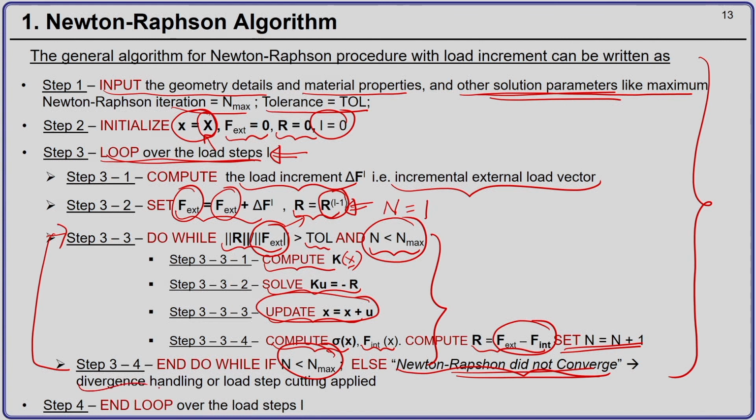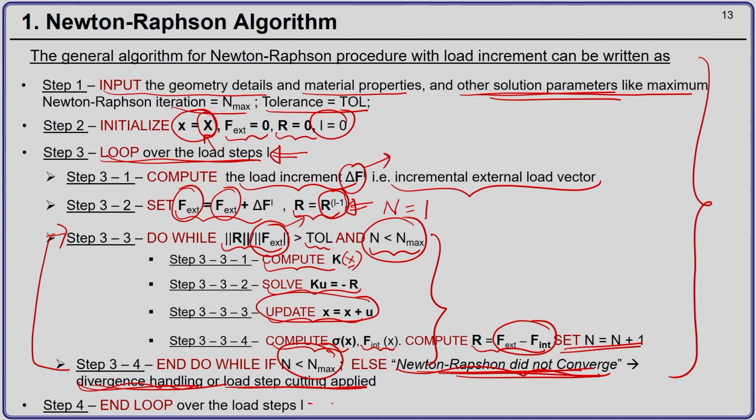So, if we exceed the maximum number of Newton-Raphson steps, then what do we do? We have to do some divergence handling. Either the Newton-Raphson is not converging, which means it is diverging. So, then we use some divergence handling strategy, or we have to cut our load step. So, we may need to cut our total load delta F by say half or 1 by 4, whatever you choose, and then we have to redo that particular load step to see whether we achieve the convergence.